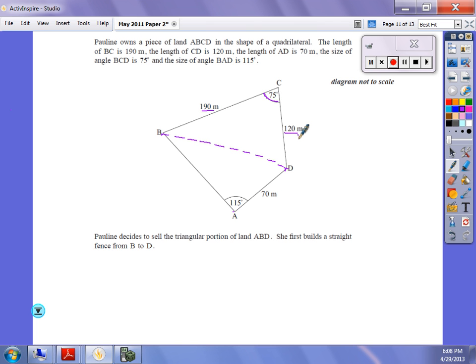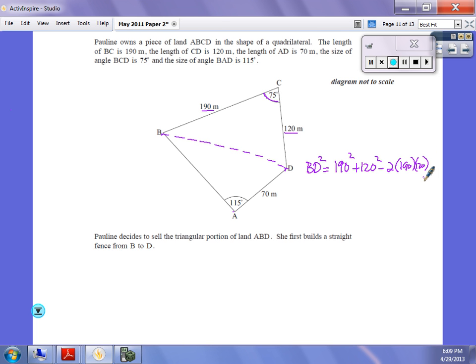So the length of BD, I'm just going to do that calculation here, BD squared, using the law of cosines, is equal to 190 squared plus 120 squared minus 2 times 190 times 120 times the cosine of 75 degrees. I'm sorry, I'm putting this squished down here on the side. Make sure your calculator is in degree mode by pressing the mode button, and that is equal to 197 meters.